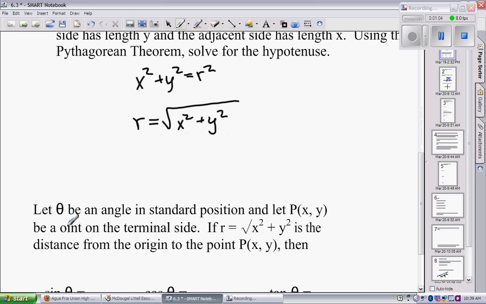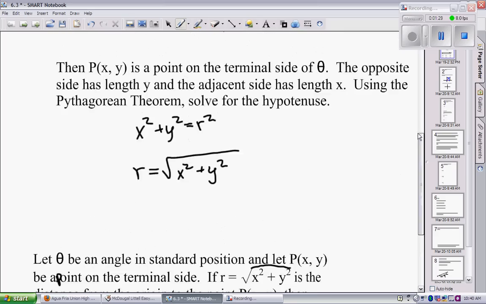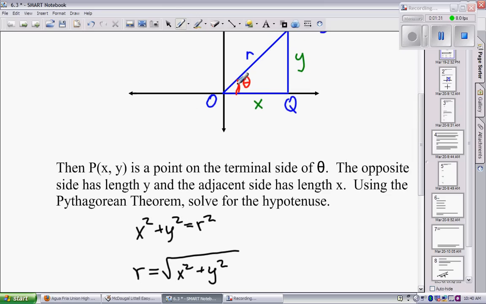So we're going to let theta be an angle in standard position and let P(x, y) be a point on the terminal side. So if r equals the square root of x squared plus y squared is the distance from the origin to the point (x, y), then we can find the sine, the cosine, and the tangent. Basically, we're saying here's theta.